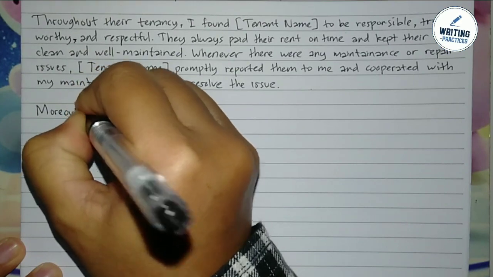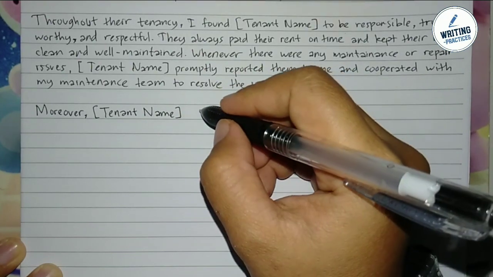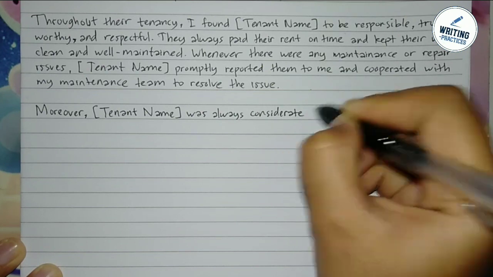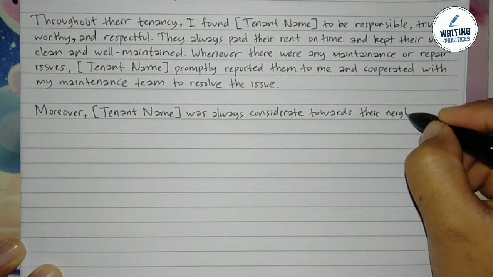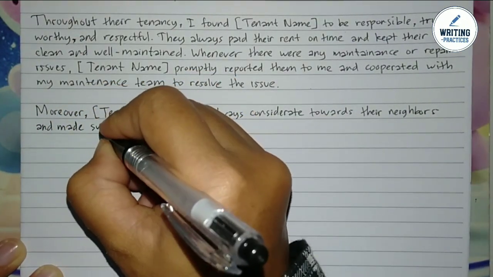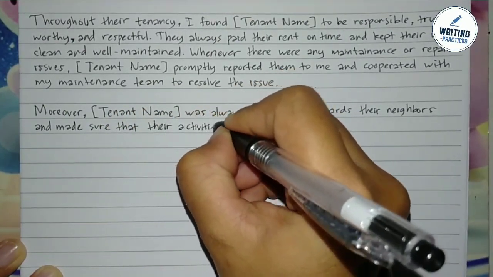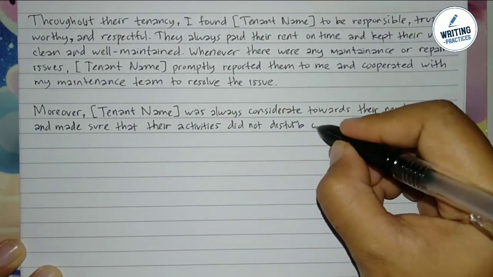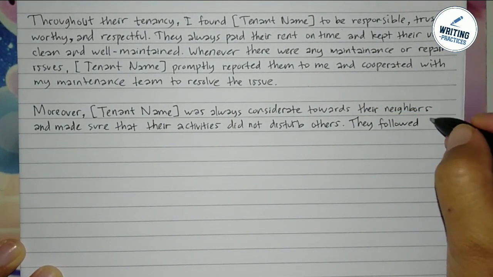In the third paragraph, keep telling good things about the tenant. Besides the good personality and initiative to cooperate with the maintenance team, you can also elaborate how the tenant is kind towards the neighbors. Most landlords look for tenants who don't like being noisy or disturbing the neighbors. If your current tenant is the one, you must write it here.